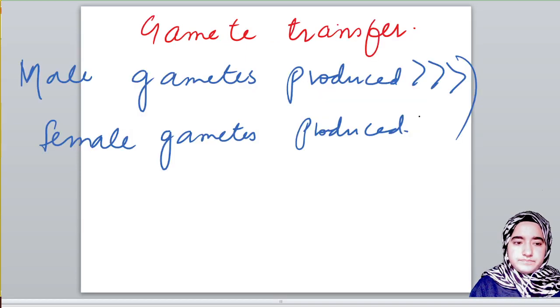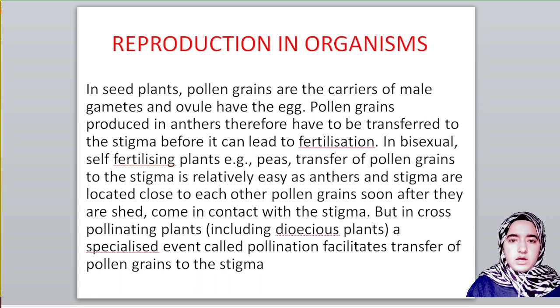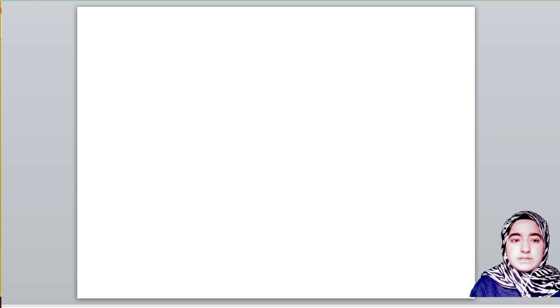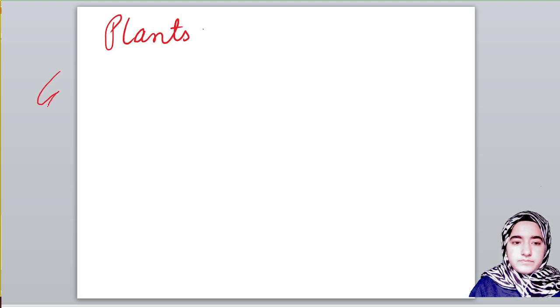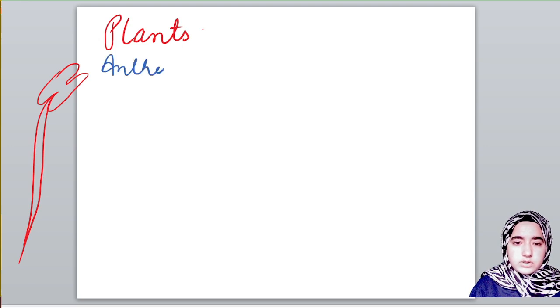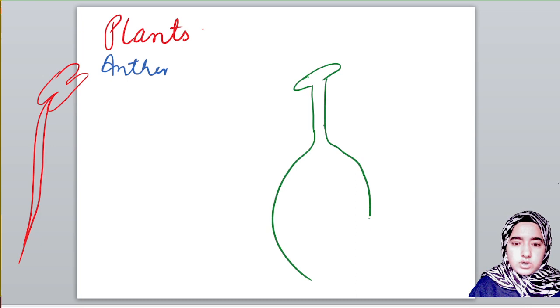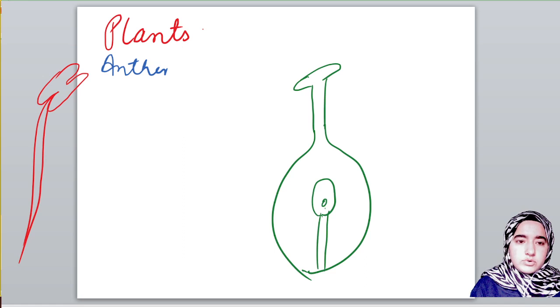We were talking about animals. Now we will see what happens in plants. How does gamete transfer take place in plants? Say, for example, this is the anther, the male reproductive structure, and here you will see the female reproductive structure.